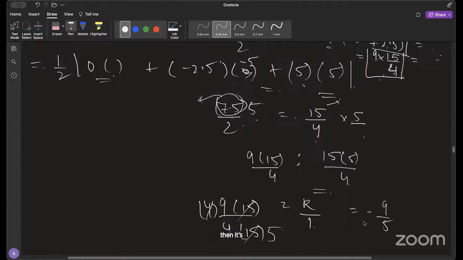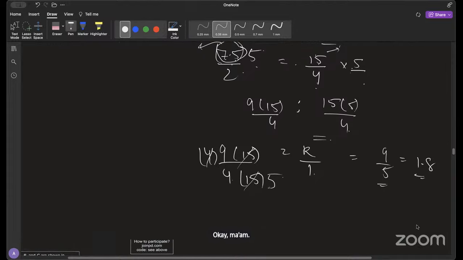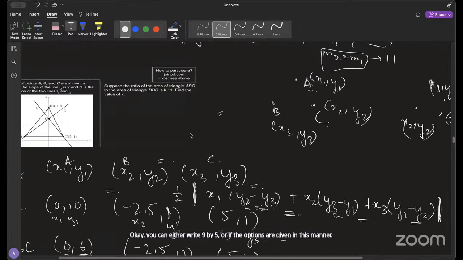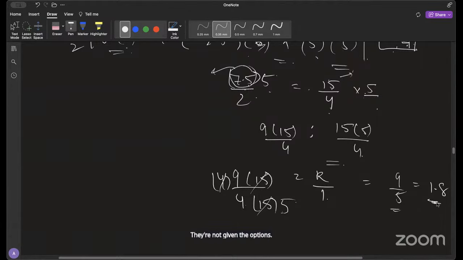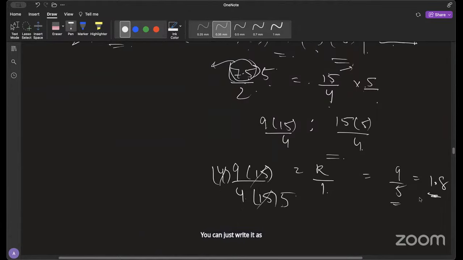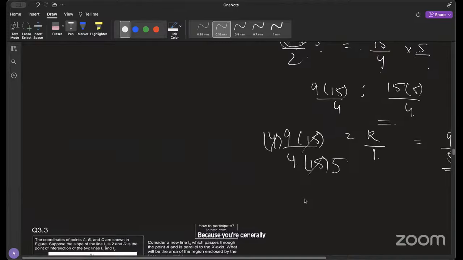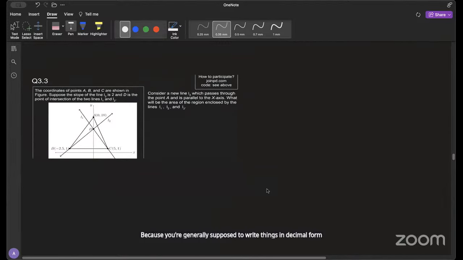Then it's fine. By the way, what is the answer, ma'am? The answer is 1.8. You can either write 9 by 5, or if the options are not given in this manner, you can just write it as this, because you're generally supposed to write things in decimal form in exams, I guess.